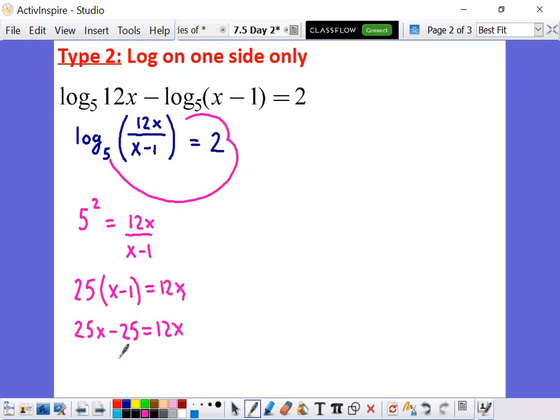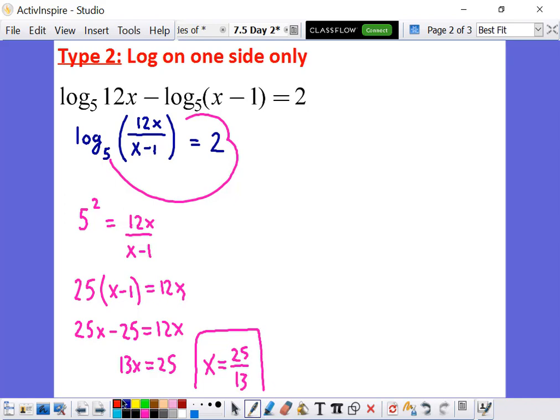So subtract 12x on both sides, so you get 13x, and then add 25 to the other side, you get 25. Last but not least, divide both sides by 13, and you get x equals 25 over 13. Now what we want to do, obviously, is plug that back in and check it.